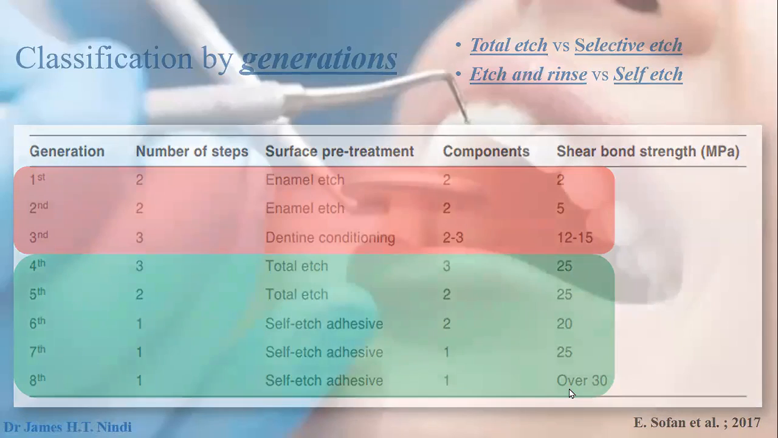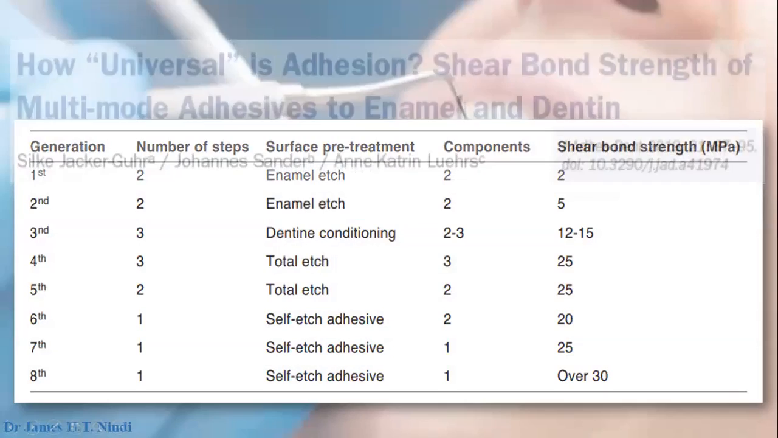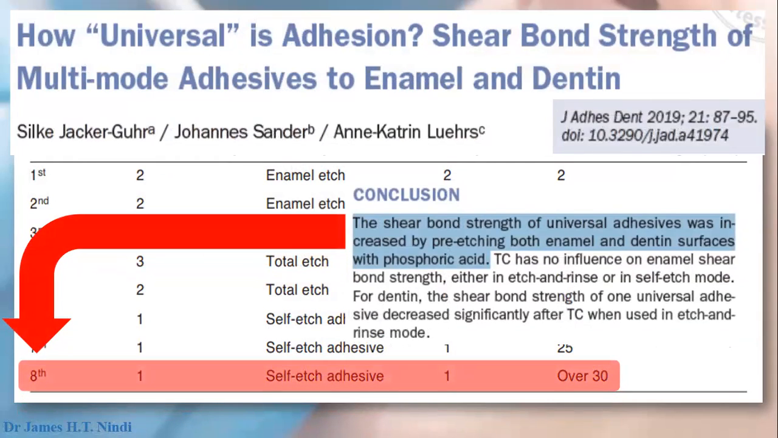And then there are studies that have been done whereby they discovered that the shear bond strength of universal adhesives was increased by pre-etching both the enamel and the dentine surfaces with phosphoric acid. So if you read that statement, it says etching both enamel and dentine. If you etch both enamel and dentine, that is total etch. But here it says self-etch adhesives. So with self-etch adhesives, yes, you can use these universal adhesives in the self-etch modality, but they discovered that by etching both the enamel and dentine, by etching using the total etch modality, you can increase the bond strength.